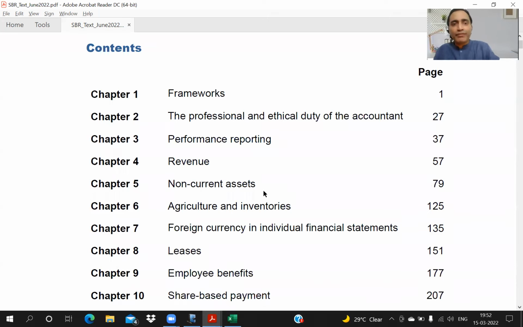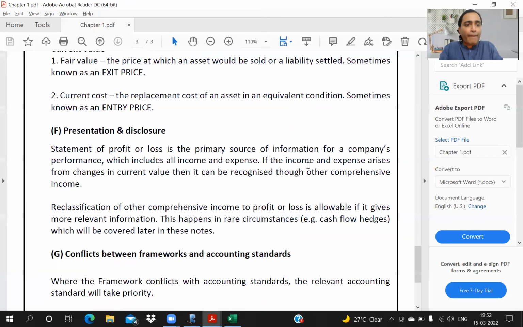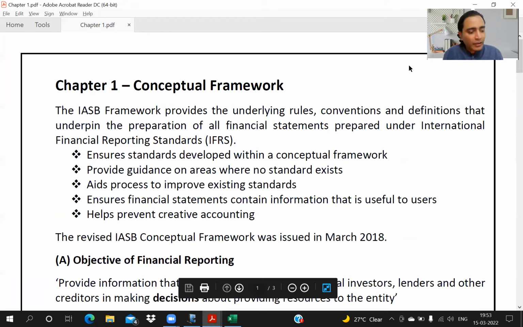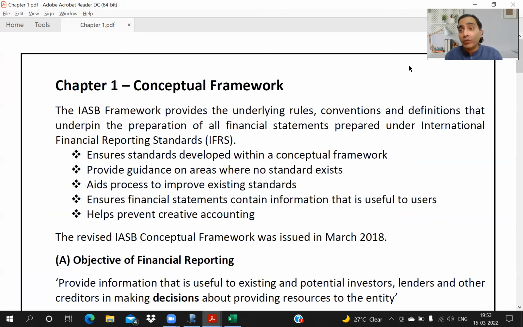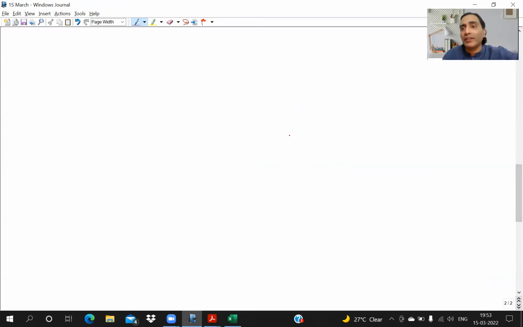So what are we going to learn in frameworks? I'll share these notes with you. First and foremost, we spoke so much about IFRS, okay? But which is that entity, which is that body that issues IFRS? And why should we listen to it? Why should a company in India follow IFRS at all? So these are some basic questions that you need to understand.